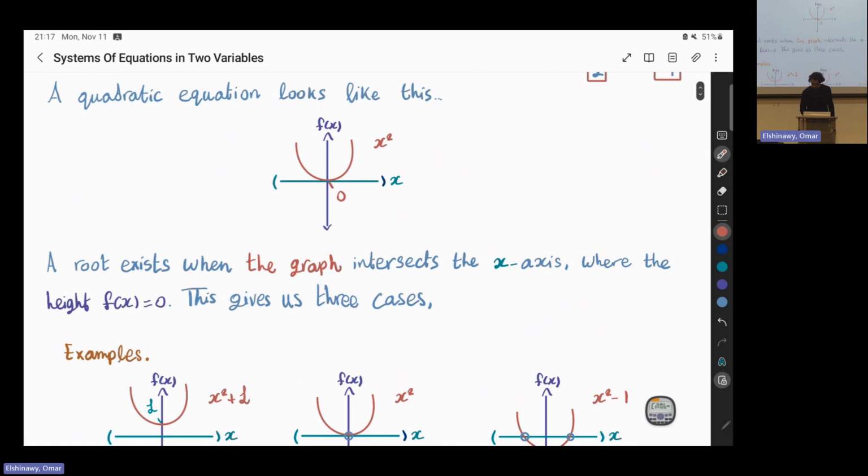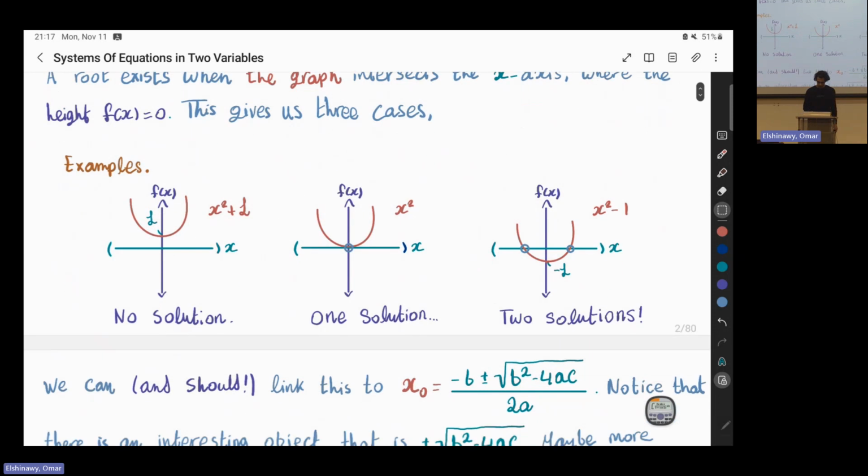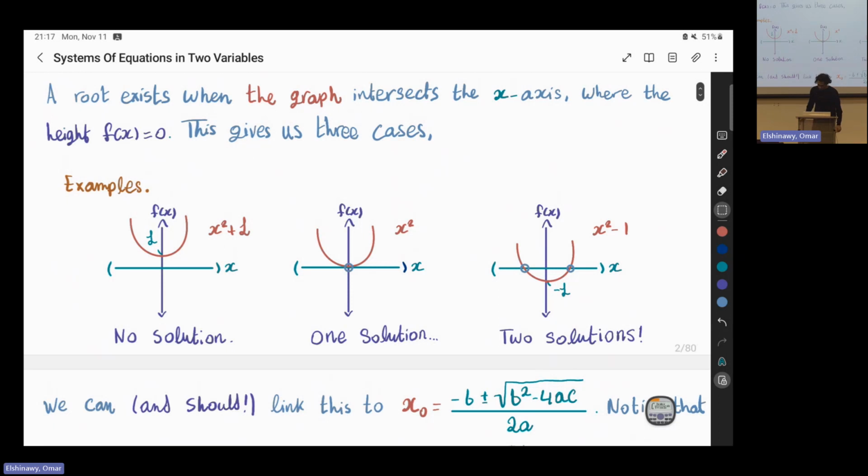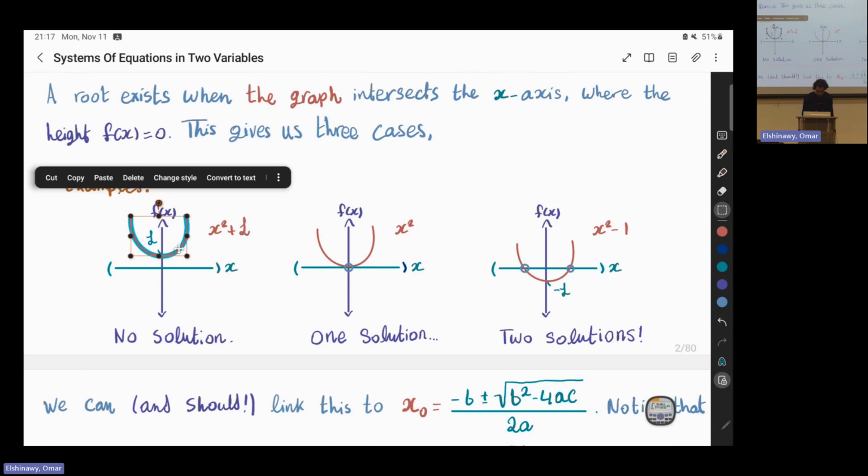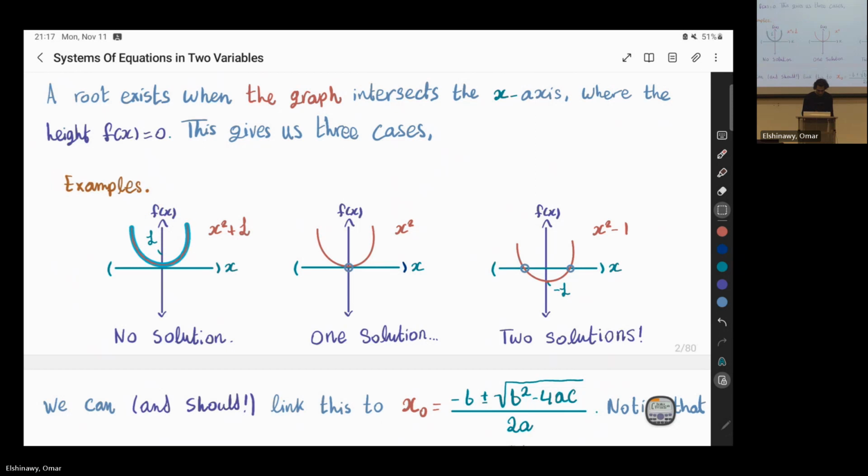Now, with the parabola shape, the U shape, this will give us 3 cases. I hope you can see them. Maybe I should go a little bit lower. No, I think it's fine. So if you have a U shape, then it will either not intersect at all, or it would intersect exactly once, or it would intersect 2 times. And this is what we cover in these 3 cases. So this is the graph of x squared plus 1, doesn't intersect.